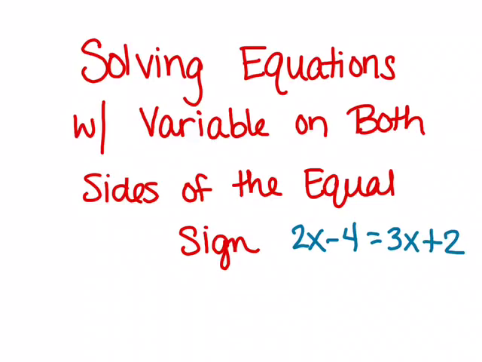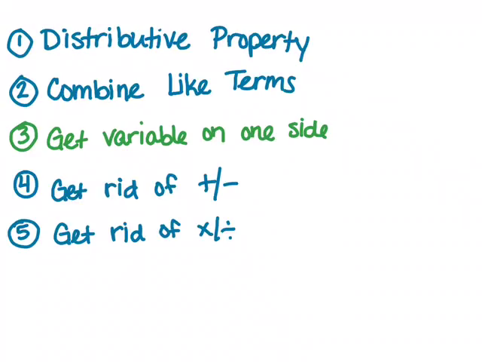Okay, so what I want you to notice is that on the left side of the equal sign you have a 2x. On the right side, you have a 3x. So you have an x, or a variable, on both sides of that equal sign. Up until this point, we've only had one on one side or the other. Okay? So, quick little review of the steps that I've given you for solving equations.